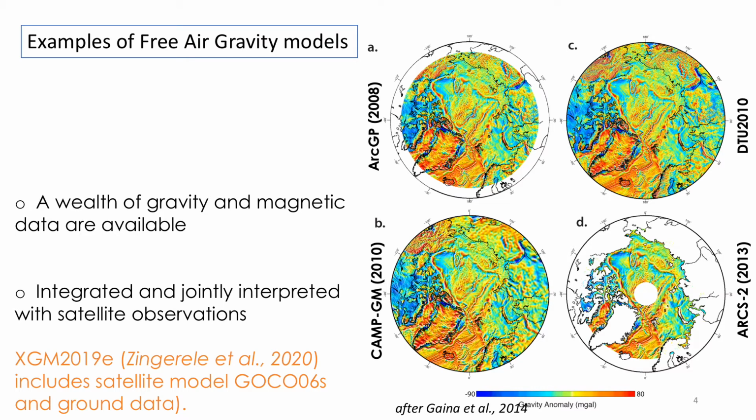Here are a few examples of gravity models of the Circum-Arctic region based on gravity derived from satellite altimetry, which is combined with airborne, ground and submarine gravity data. These maps can be used to interpret major crustal boundaries.